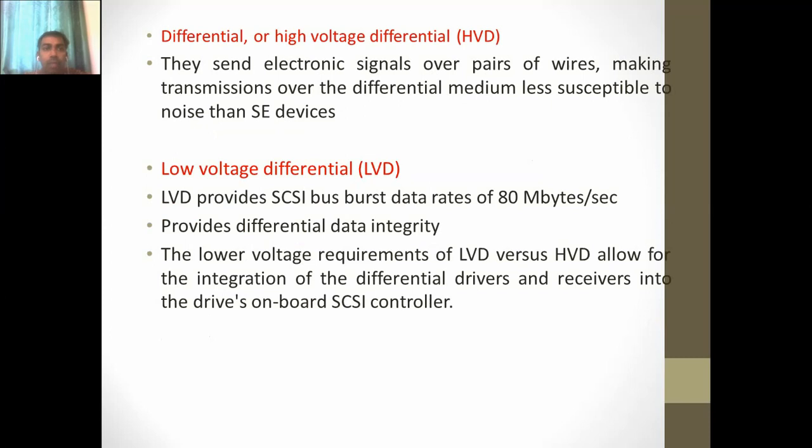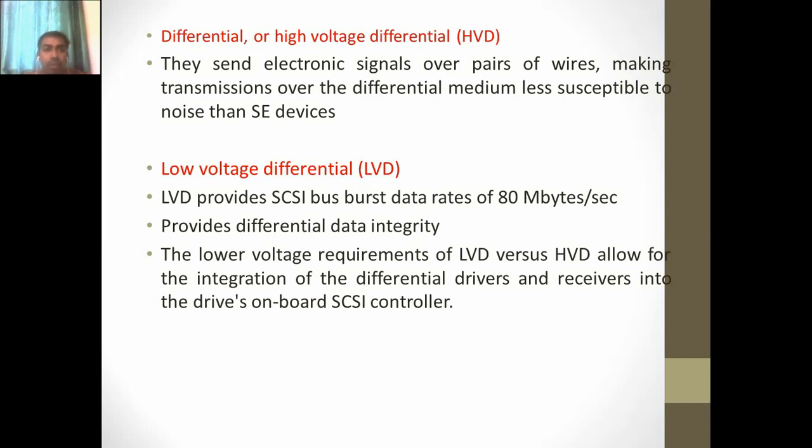The next one is differential or high voltage differential. Here they send high-voltage electronic signals over pairs of wires. They have a lot more data to transmit, and transmission over the differential medium is less susceptible to noise than these other SCSI devices.